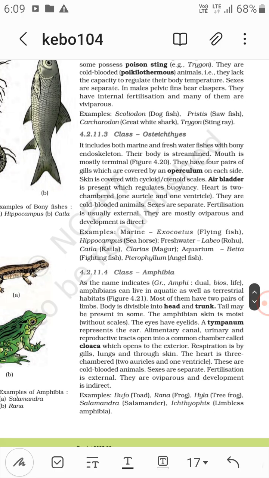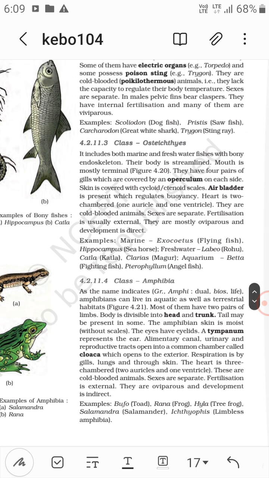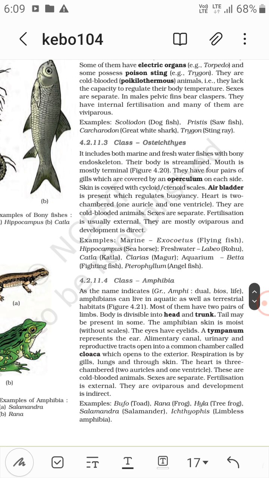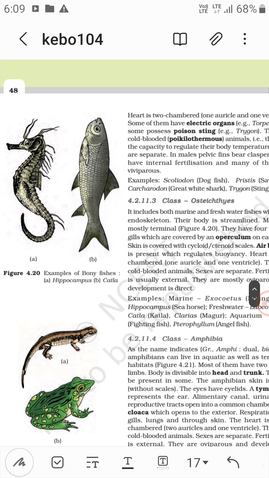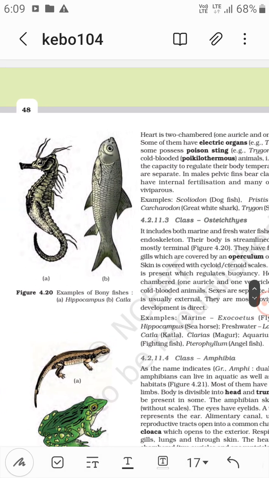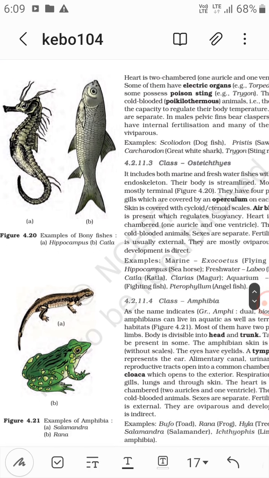Now fertilization is external and they are mostly oviparous and development is direct. Marine examples are Exocoetus, that is flying fish, and Hippocampus, that is sea horse. Freshwater examples are Labeo rohu, Catla, and Clarias, that is magur. Aquarium examples are Betta, fighting fish, and Pterophyllum, that is angelfish. So examples of bony fishes are Hippocampus and Catla.